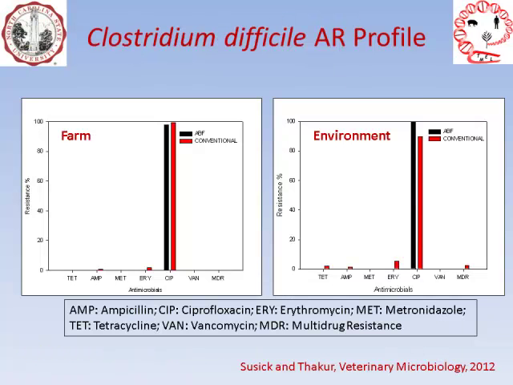Here's an example of Clostridium difficile that we isolated from the same pigs, drug resistance profile. This is ciprofloxacin. You can see 100% of the ciprofloxacin isolates we found from antibiotic-free pigs, from the environment and from the farm, were resistant. So the question is, these pigs have never been exposed to ciprofloxacin, why are they resistant? Well, the answer is, again, we have to look at it from a different angle. Clostridium difficile is intrinsically resistant to ciprofloxacin. Okay? It's intrinsically resistant. So whether you expose it to antimicrobial or not, it's not going to make any difference. It is resistant.